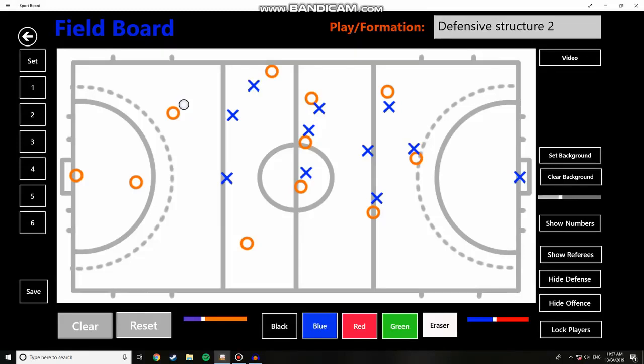Just another video on defensive structure. This one we're going to talk about more when the ball's in our defensive circle, how we're going to structure up there. Just to start off with again, this is kind of like our press.